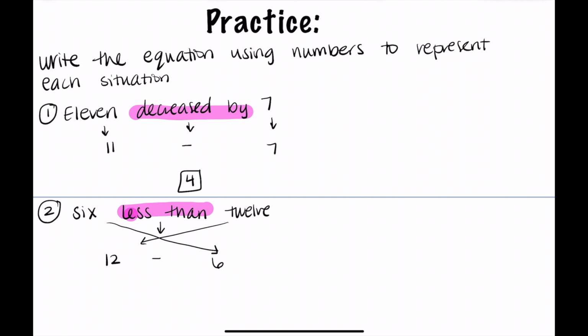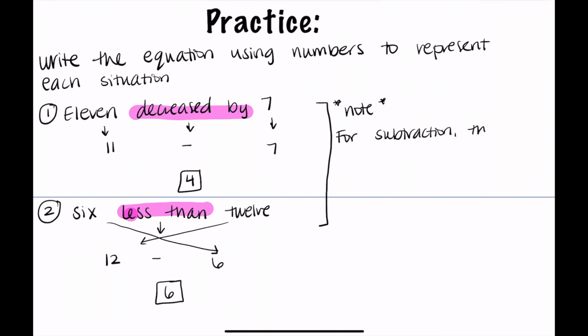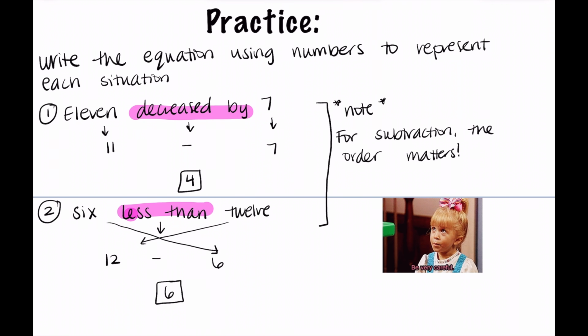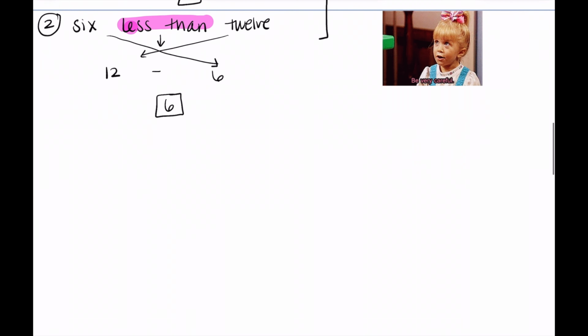So this second one would translate to 12 minus 6, which we know is just 6. And the important note for these subtraction ones is that the order matters. So you guys need to be very, very careful here. So these first two highlight the importance of the order for subtraction. Now we'll get into number 3.